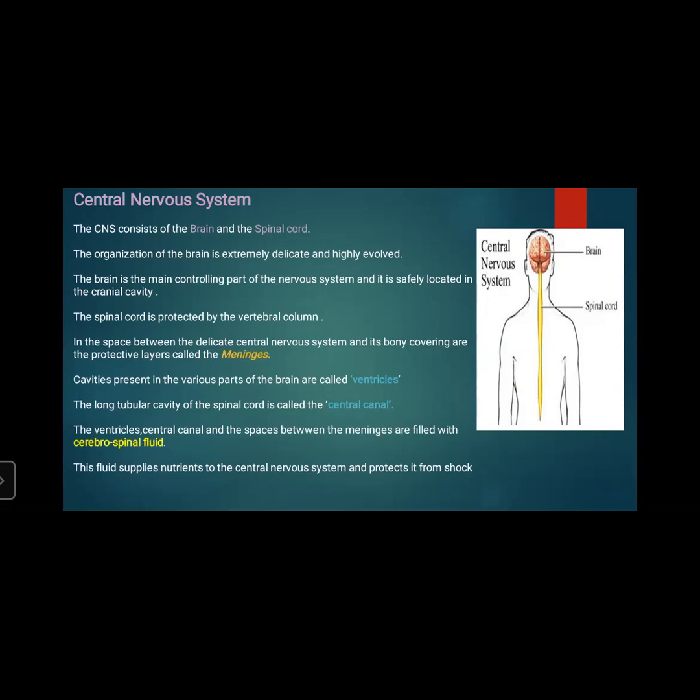The brain is the main controlling part of the nervous system, and it is safely located in the cranial cavity. The spinal cord is protected by the vertebral column. In the space between the delicate central nervous system and its bony covering are the protective layers called the meninges. Cavities in various parts of the brain are called ventricles, whereas the long tubular cavity of the spinal cord is called the central canal. The ventricles, central canal, and spaces between the meninges are filled with cerebrospinal fluid. This fluid supplies nutrients to the central nervous system and protects it from shock.